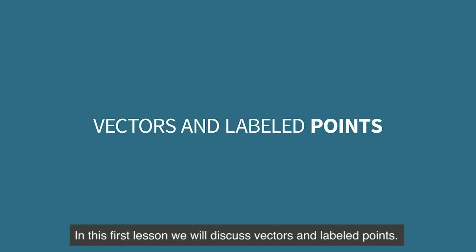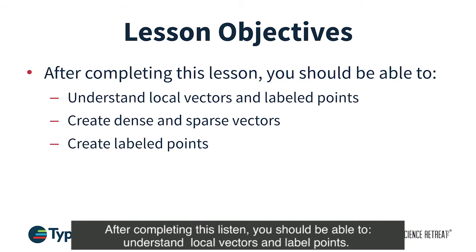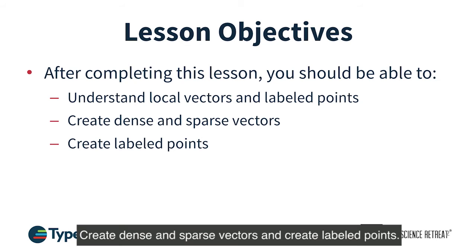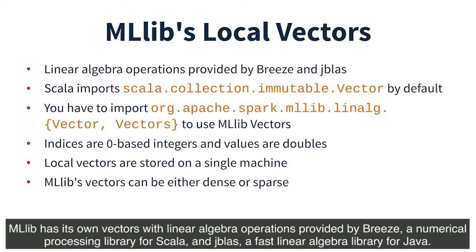In this first lesson, we will discuss vectors and labelled points. After completing this lesson, you should be able to understand local vectors and labelled points, create dense and sparse vectors, and create labelled points. MLlib has its own vectors with linear algebra operations provided by Breeze, a numerical processing library for Scala, and JBLAS, a fast linear algebra library for Java.